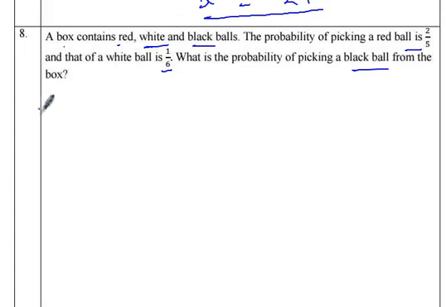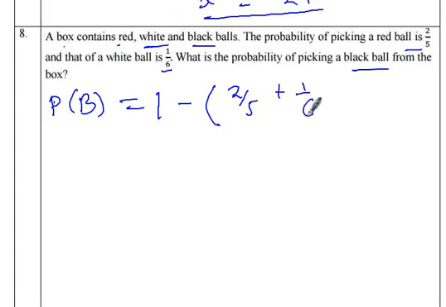Now that we're interested in the probability of picking a black ball, remember the total probability when we pick a ball from the box, all of them should add up to 1. But now that we know the probabilities of the other two, the red and the white, we can subtract them, and what we remain with is the probability for picking the black ball. Total probability is always 1. That's what I'm using here.